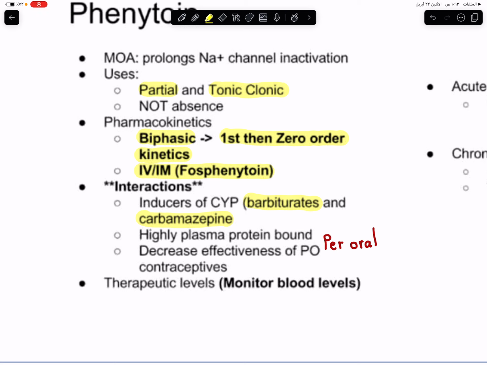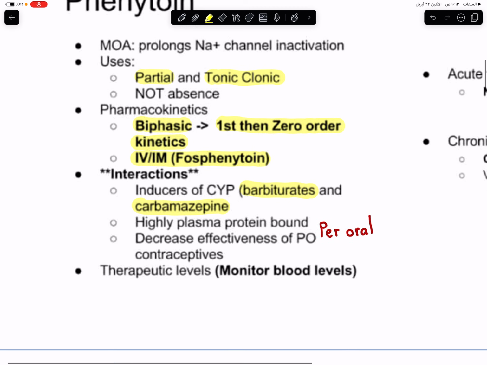For example, if the dose is 100 milligram, in case the female is using oral contraceptives, then we will increase the dose maybe to 150 or 200 milligram. Why? Because if we give the same dose, the oral contraceptive will be inactivated and it will not be effective. Therapeutic levels, monitor blood levels.